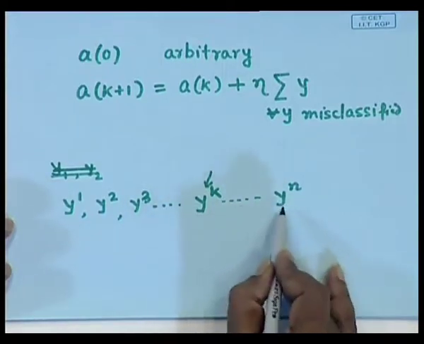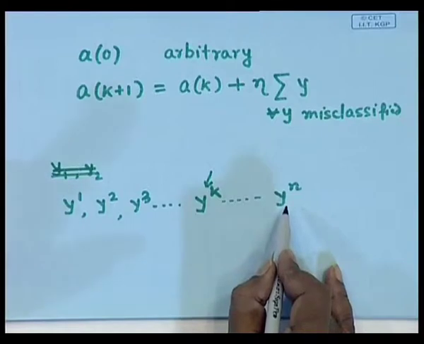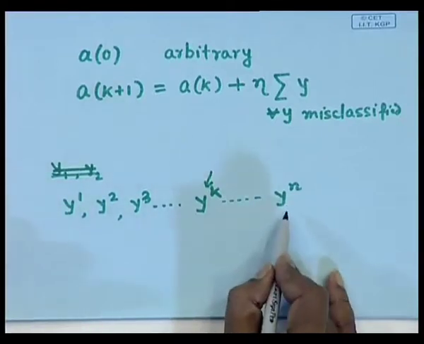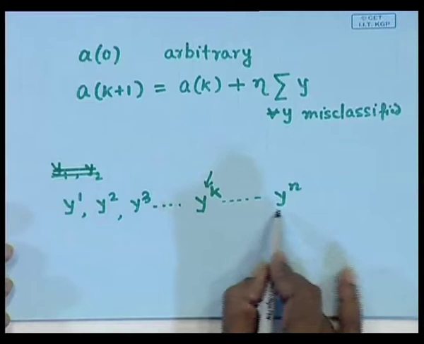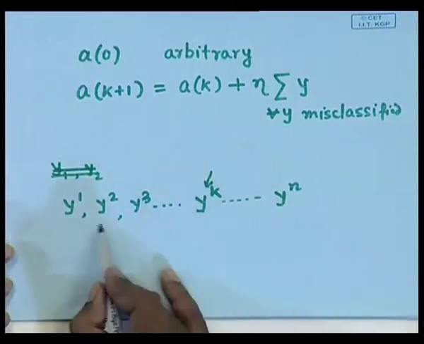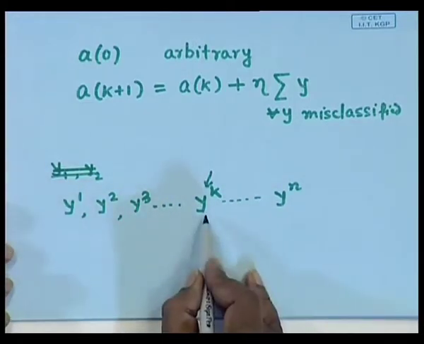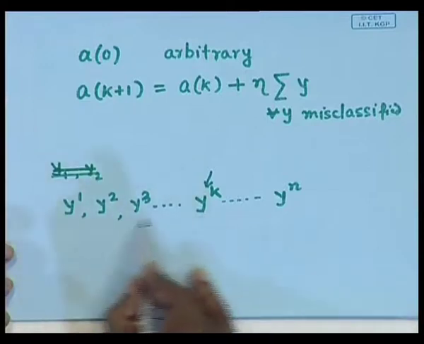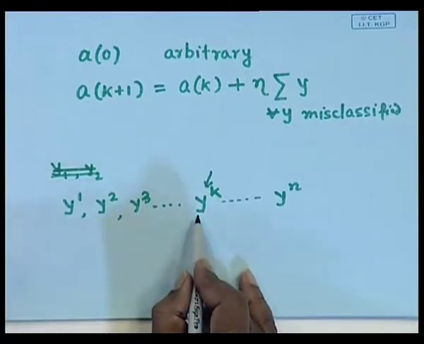Now, if all other samples are properly classified by this modified weight vector, I need not modify the weight vector any more up to y n. But I am not sure what happened to y 1 to y k minus 1, because y 1 to y k minus 1 were properly classified by the previous weight vector, and I have modified the weight vector when I encountered the kth sample. So, I am not sure whether this modified weight vector will also properly classify all these previous samples or not.